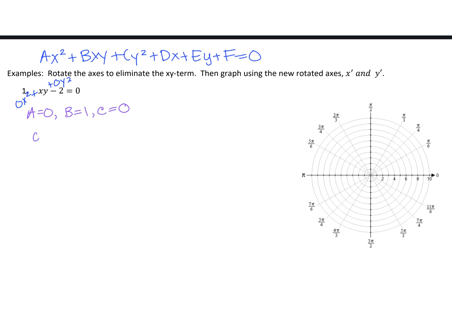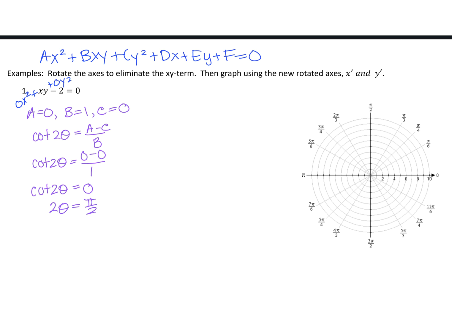So my formula is the cotangent of 2 theta is equal to a minus c divided by b. So I get cotangent of 2 theta is equal to 0 minus 0 divided by 1. So I get the cotangent of 2 theta is equal to 0. And so now I want to think about, okay, where is the cotangent equal to 0? So this happens when the cosine is equal to 0. And so that's going to mean this happens at pi over 2. So I have 2 theta, don't forget about the 2 in the 2 theta, is equal to pi over 2.